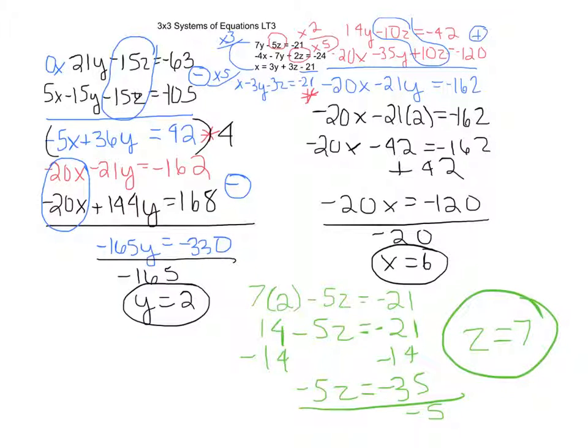So now we just got to write this as an ordered triple. 6 is our x, 2 is our y, 7 is our z, and ta-da, all done.